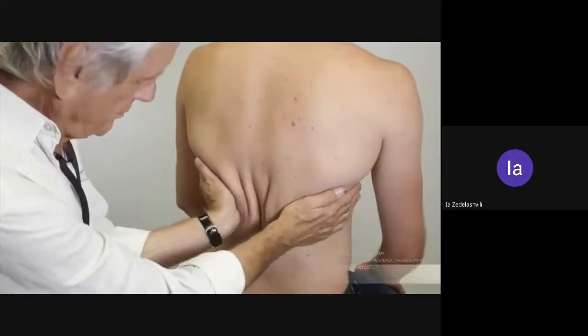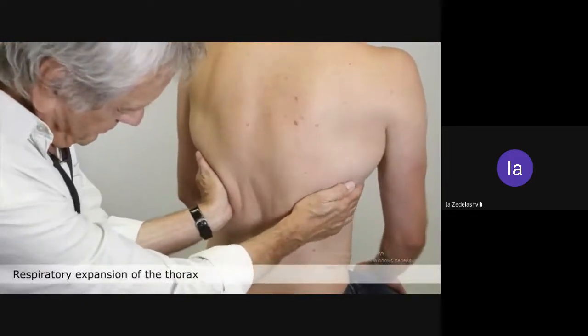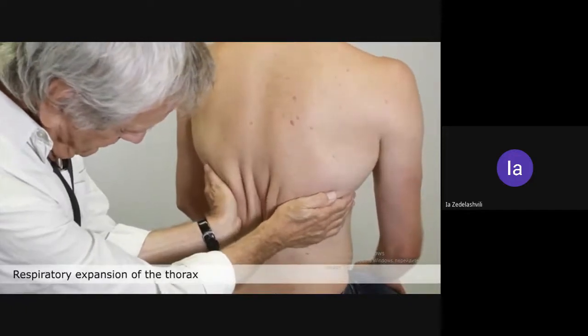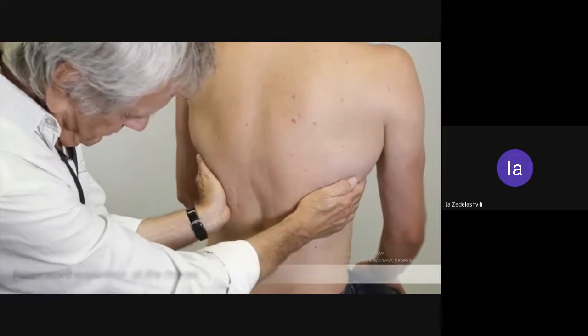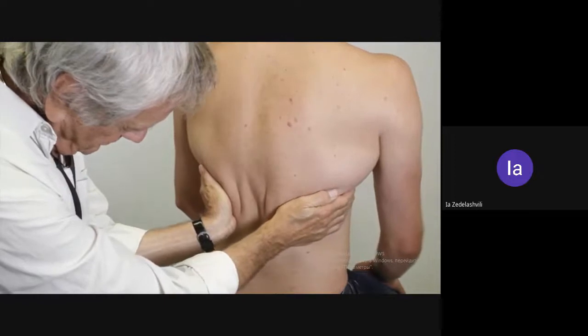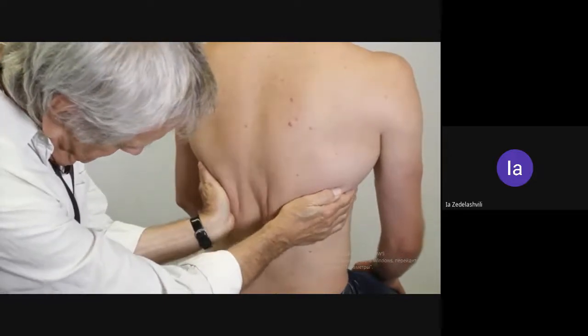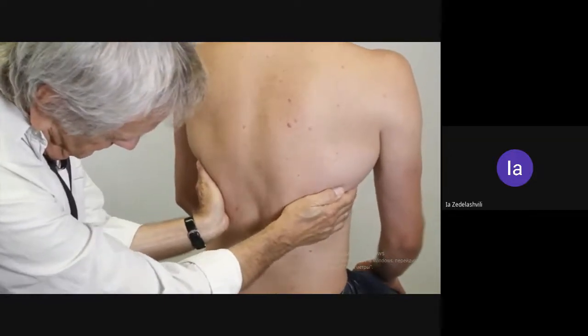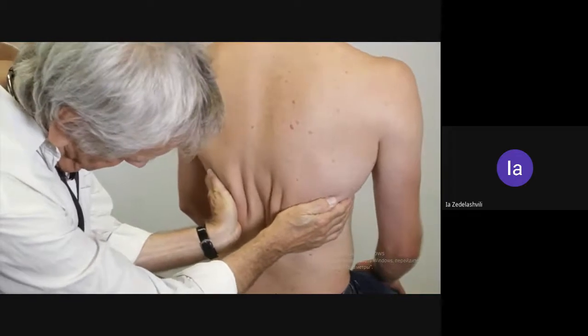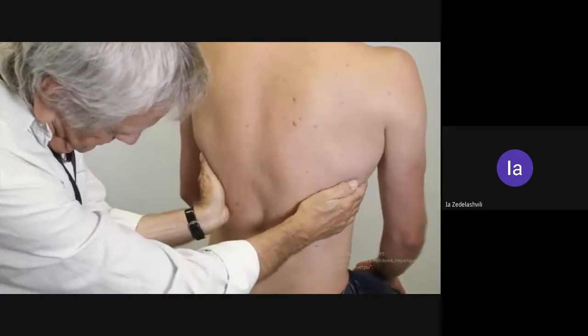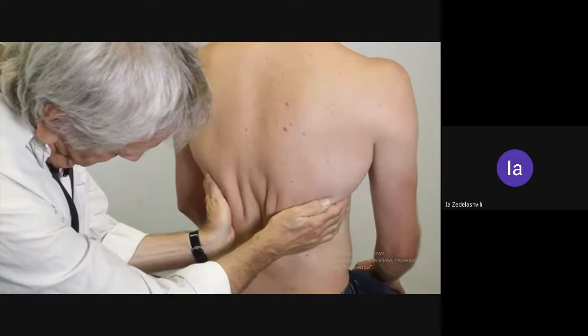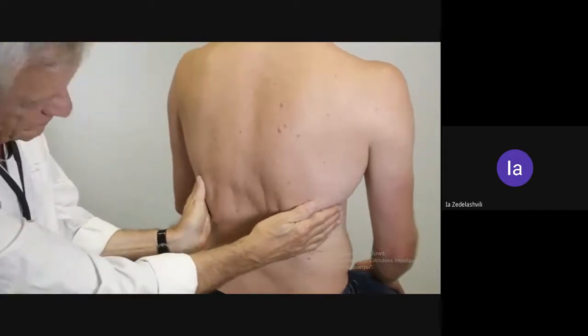Respiratory expansion of the thorax can be checked by palpation. During expiration, the examiner places both hands on the lateral thorax and applies mild pressure to create skin folds. On inspiration, these folds should vanish bilaterally. In case of impaired ventilation, for example in atelectasis or pneumothorax, respiratory expansion can be asymmetric.